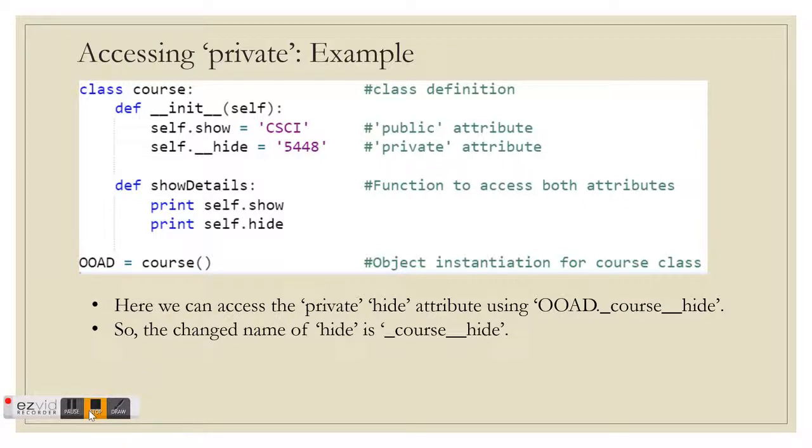So here the class is defined with the name Course, and the constructor functions, similarly show and hide, is private. So what I do is, if I call hide using the object name OAD dot underscore Course, which is the class name, then double underscore hide, I will get a response. So I can access that data directly, which is private, but in some other form. So we have achieved encapsulation, but in a limited manner, not completely.